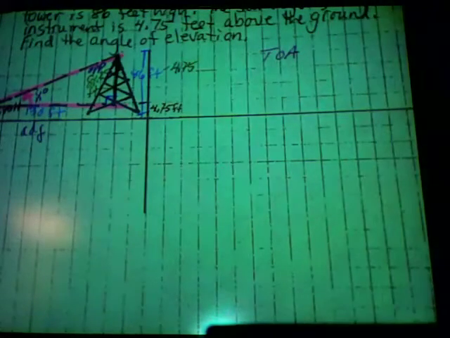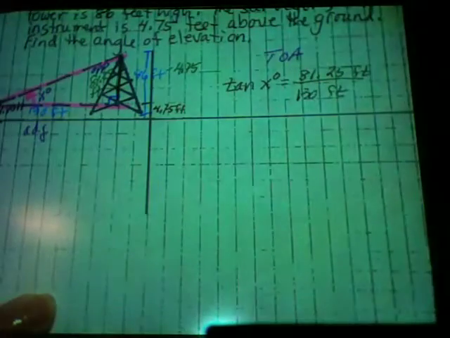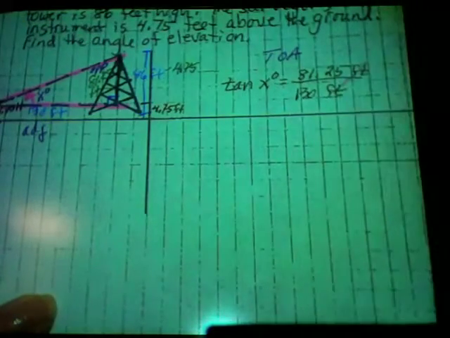So I have O and A. Is that SOH, CAH, or TOA? TOA, so tangent. I know that I want to find the tangent. Tangent of x degrees, since I don't know my degrees, is equal to my side opposite, 81.25 feet, over my leg adjacent, 130 feet. My feet cancel out. And can't I determine what that ratio is?